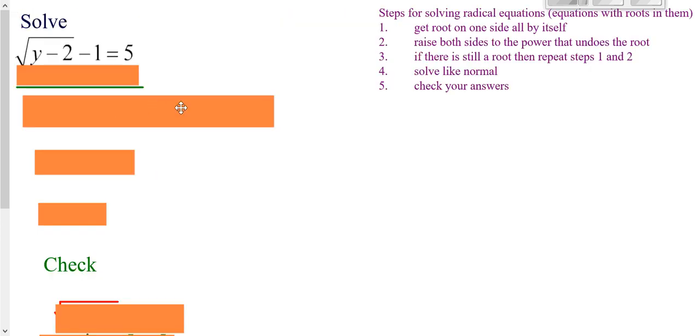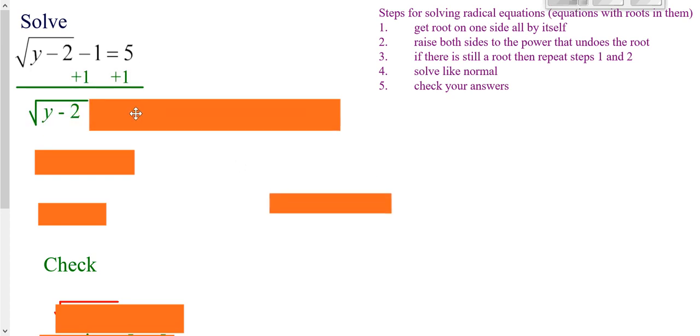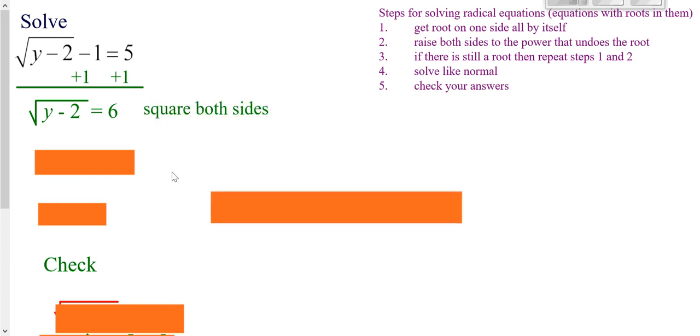So in a problem like this here, you want to first of all get the root on one side by itself. So you'd have to get rid of that minus 1. So add 1 to both sides. So the left side you just get the root, right side you would get 6. Now you want to undo that root. Well, we have a square root. To undo a square root, you want to square both sides. So if I square both sides, I get this on the left, and I get this on the right. So now we just get y by itself, 38.